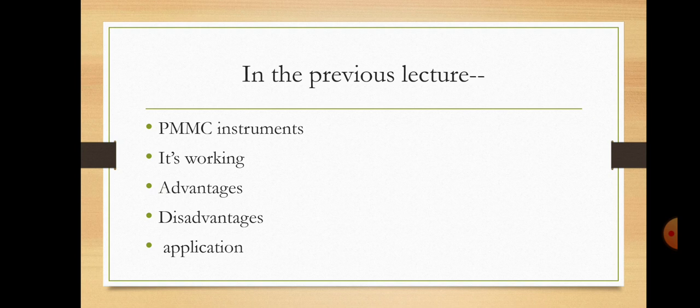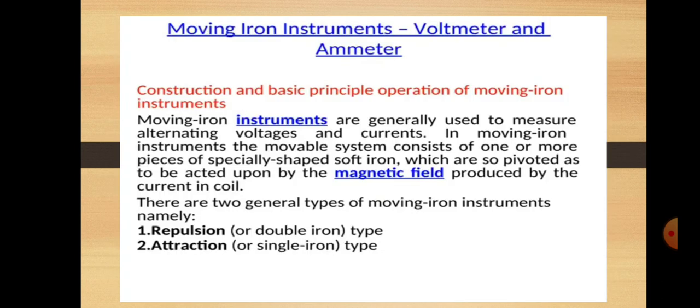Now today we will start with the MI, that is moving iron instruments. In today's lecture we will see the construction, basic principle and operation of MI instruments. Then we will see the applications of these MI instruments, the voltmeter and ammeter. In this slide we will see the construction and basic principle of operation of the moving iron instrument.